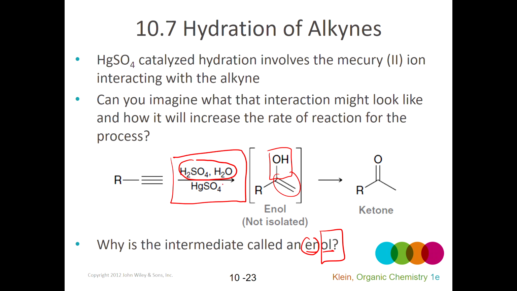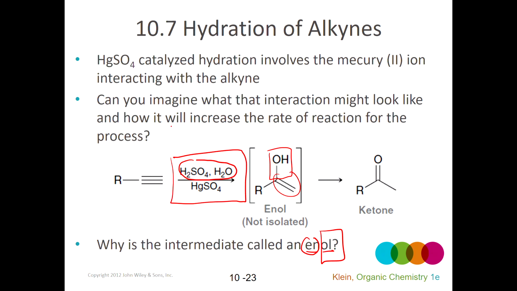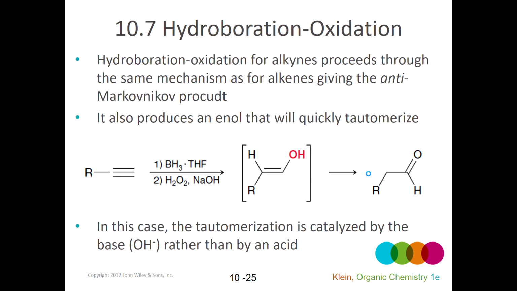So you want to at least know enough about the mechanism or memorize this set of reagents so you can predict correctly what the product would be in those reactions. So that's what happens if I do a Markovnikov hydration of an alkyne. I end up getting an enol, which converts into a ketone. If I do an anti-Markovnikov hydration of an alkyne, I get the opposite regiochemical outcome.